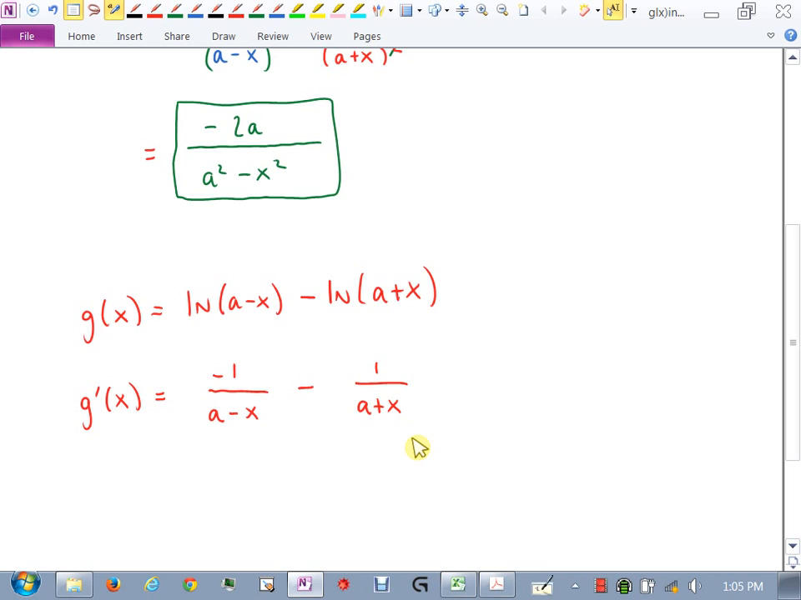Yeah, that'd be it. Now you could get a common denominator, but to do that, if you want to put those together, you have to introduce an a plus x top and bottom here, a minus x top and bottom here, and if you did that, you would put them together, you'd get this. I would accept that, yes.